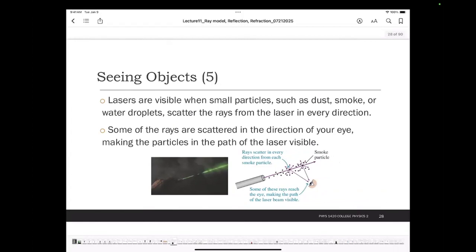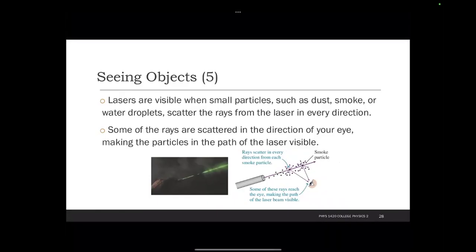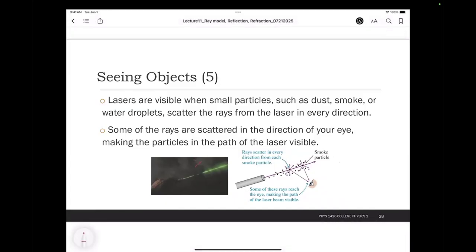When the laser beam enters the dust, here is the dust and smoke, the incident ray will meet the smoke particles and scatter in every direction randomly. But some of these rays reach the eye, making the path of the laser beam visible. This is an example of scattering.